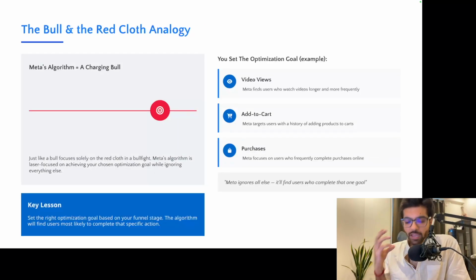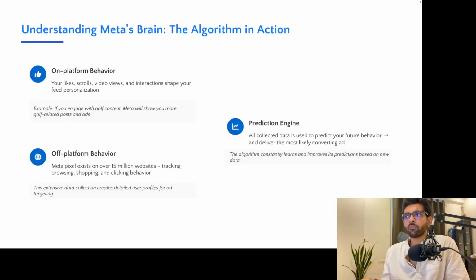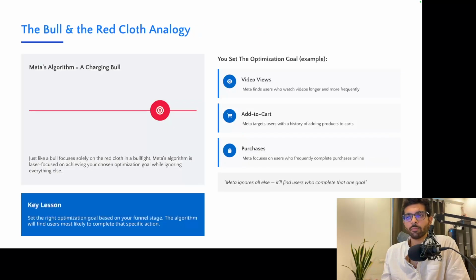Now, every campaign that you set has an optimization goal, right? A unique optimization goal at the ad set level that you will have to set. Now, think of Meta's algorithm as a charging bull, right? You must have seen or heard about this saying, right? Like if you're wearing a red cloth, the bull will charge towards you. Just like that, Meta's algorithm will find every person based on their on and off platform behavior, whatever algorithm magic that happens in the backend, it will try to locate that person who is going to do the job, who is going to fulfill the optimization goal, right?